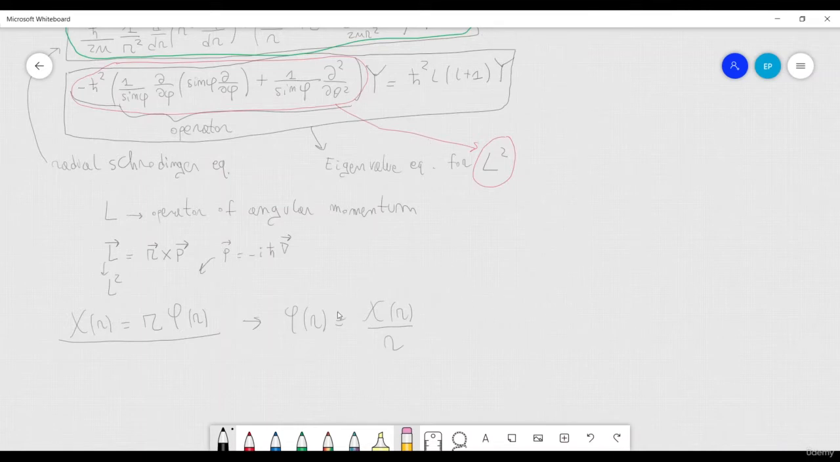Now from here you see that this is a definition, okay? You can take this as a definition. From this definition you can see that since phi of 0 should be finite, chi of 0 should be equal to 0, because when r goes to 0 here you have something divided by 0, and of course if you want to get a finite result you have to impose this condition: chi of 0 should be equal to 0.